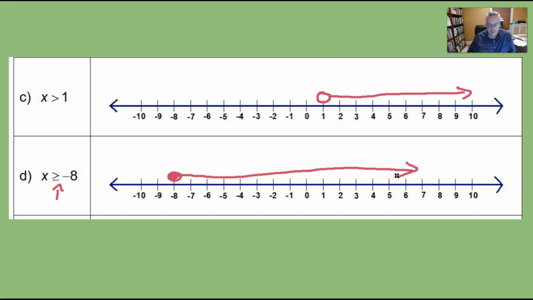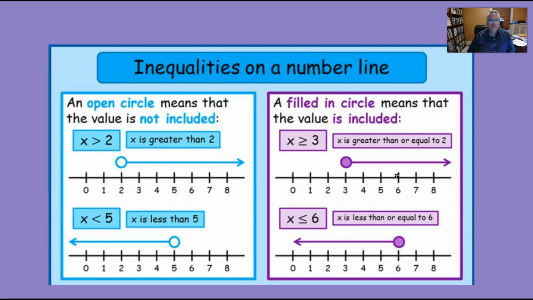Okay, that's how we graph simple inequalities. You might want to take a picture of this. This is a little reference chart. These are the 4 things that can happen, the 4 different types of inequalities.